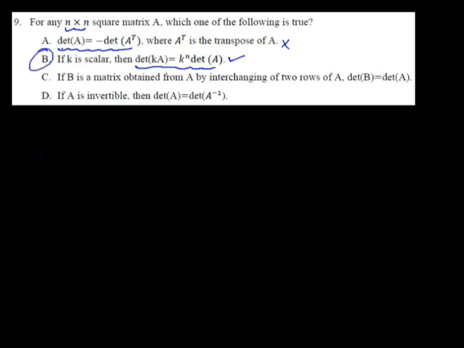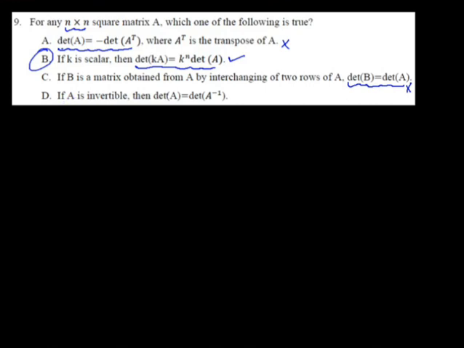So let's check the rest. If B is a matrix obtained from A by interchanging 2 rows of A, then determinant of B will be the negative of determinant of A. So this is also wrong. If we interchange the rows, the sign of the determinant will be changed. So the determinant of B will be the negative of the determinant of A. So C is wrong.